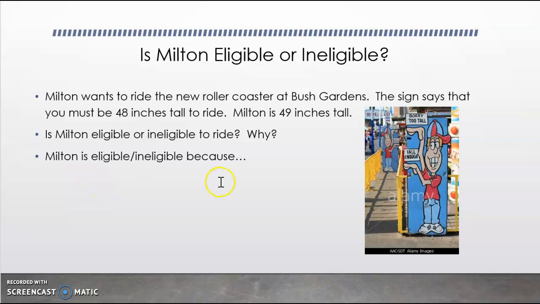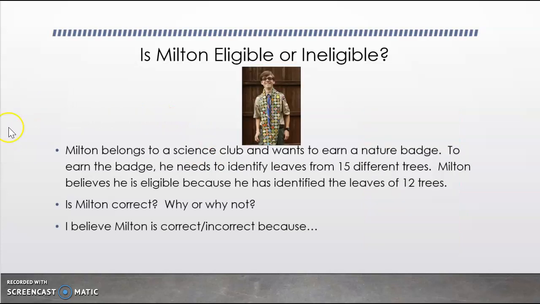Milton wants to ride the new roller coaster at Busch Gardens. The sign says that you must be 48 inches tall to ride. Milton is 49 inches tall. Is Milton eligible or ineligible to ride, and why? That's correct. In this example, he is eligible because he is actually taller, 1 inch taller than the required height measurement of 48 inches. Let's look at the last example.